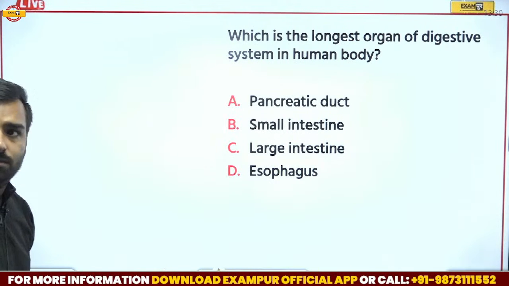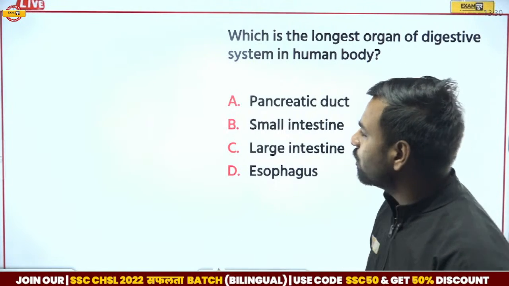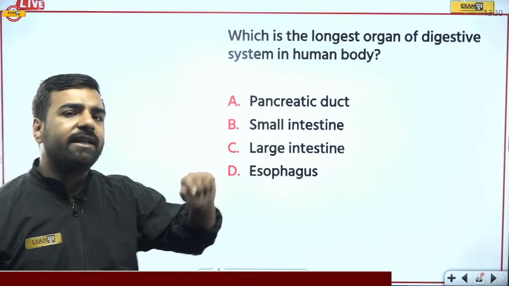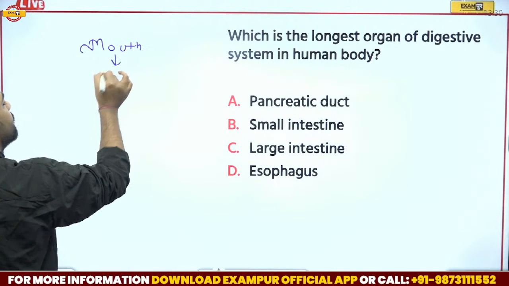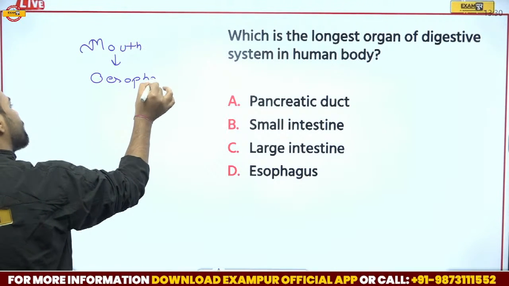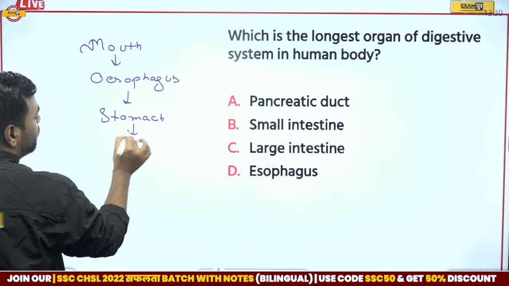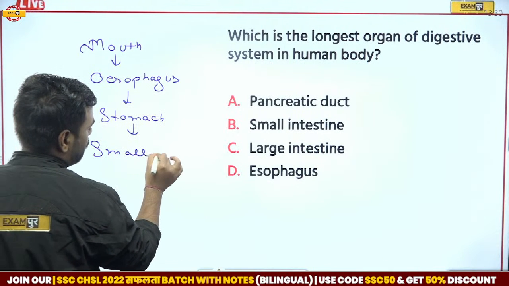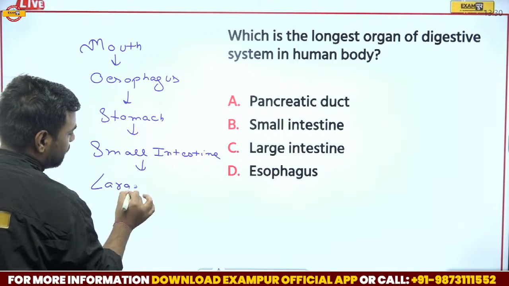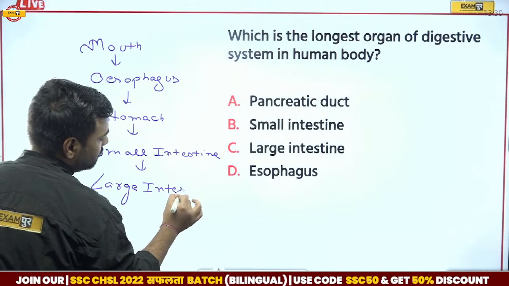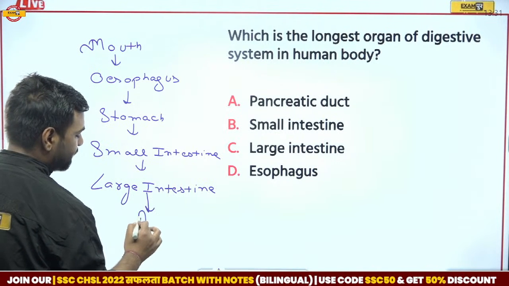Longest organ of the digestive system. When we talk about the longest organ, we must remember, sir, what? When we're talking about the whole length of this alimentary canal, it starts from where? This alimentary canal actually starts from the mouth. Then there is the esophagus. Then we have our stomach where digestion actually takes place. Then we have the small intestine. After the small intestine, we have the large intestine. And then there's the rectum, where food is stored for a while. And finally, it is excreted out through the anus.